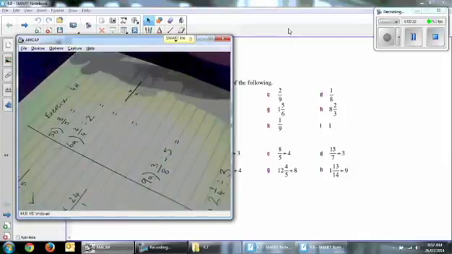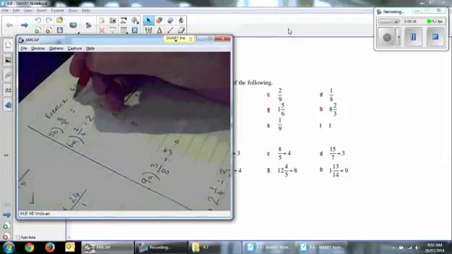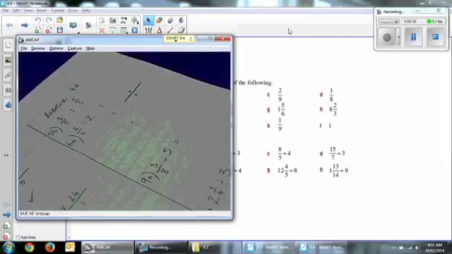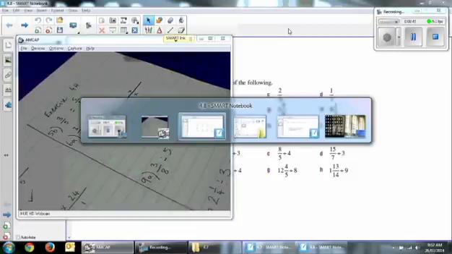All you do is invert it. So you flip it upside down. So it becomes 5/3. Okay, and that's your answer. That's how you find the reciprocal of something.